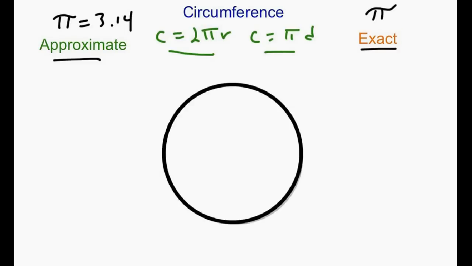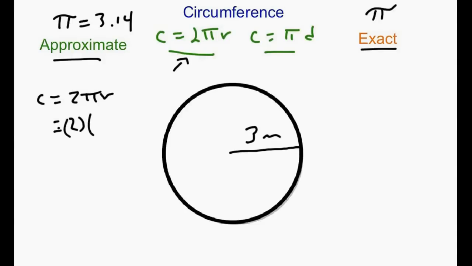All right, so let's say we have a circle with a radius of 3 meters. If I want to find the approximate circumference, since I'm given the radius, I'm going to use this first formula, C equals 2 pi r. I'm going to substitute in, well, 2 can stay the same. Pi, since it's approximate, is going to be 3.14, and then the radius was 3.